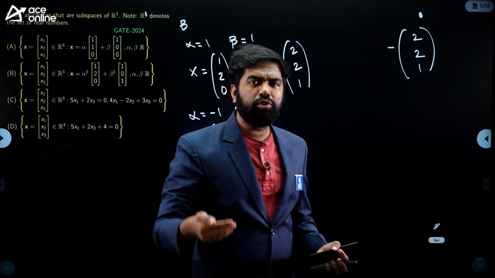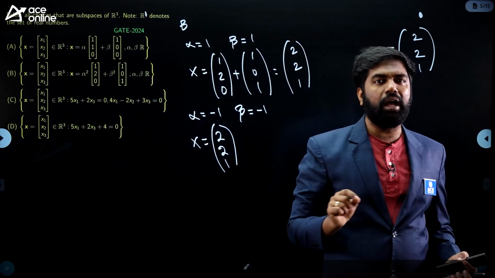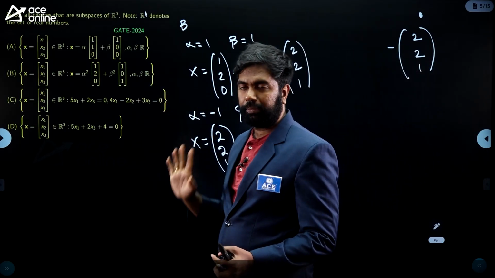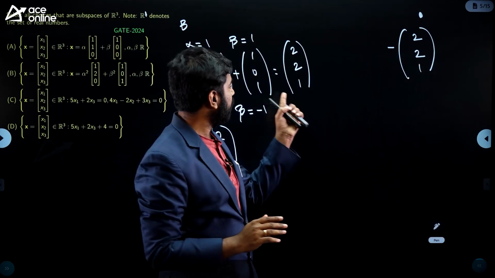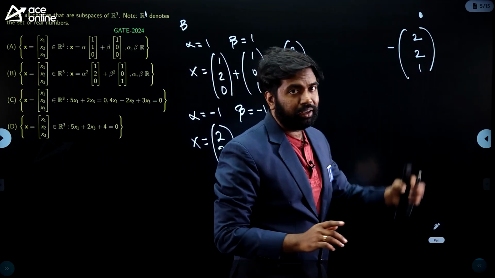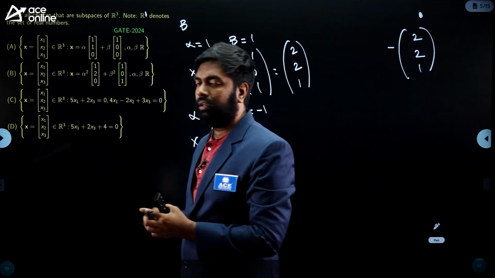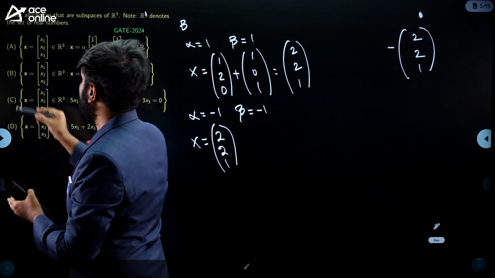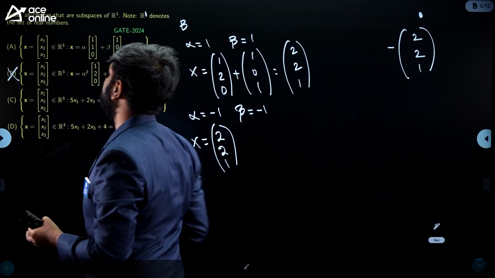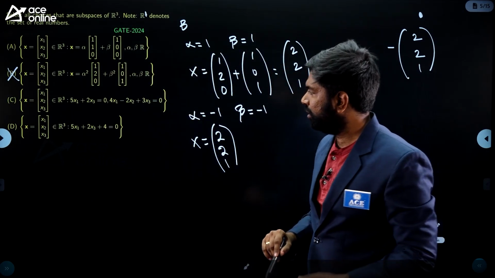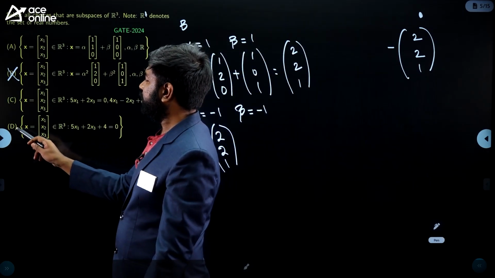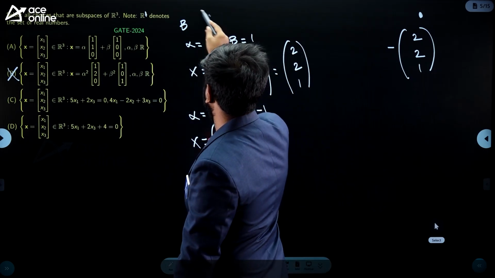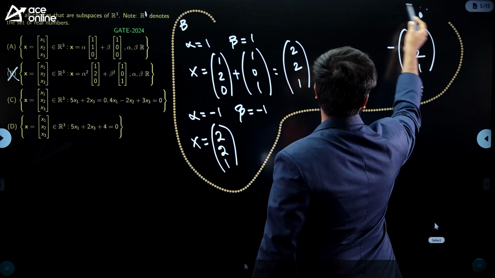So according to the rules of the subspace, if x is a vector, then minus x should also be part of this set. Since I have created a vector like this and minus of that is not part of this set, this will not form a subspace. So this option has been eliminated. This is one such option. Next, if you look at D, I'll try to answer D because I'll tell you why I started eliminating.